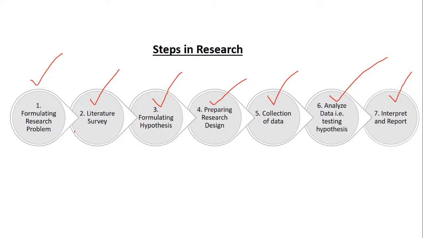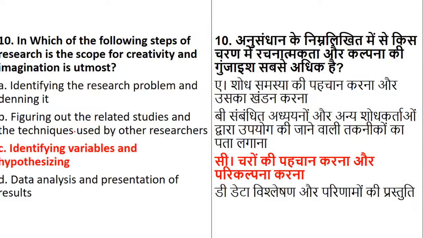Now what was the question and what was the answer? Just let me explain the thing properly, and let us come to the proper understanding. Now see, in which of the following steps can you use your creativity and imagination? Now, identifying the research problem and denying it: research problem, if you remember, should be something which is realistic, or something which will help the society. So you can't do any creativity. Whatever the problem is, the problem has to be reported the way it is. No creativity will be implemented in your problem area.